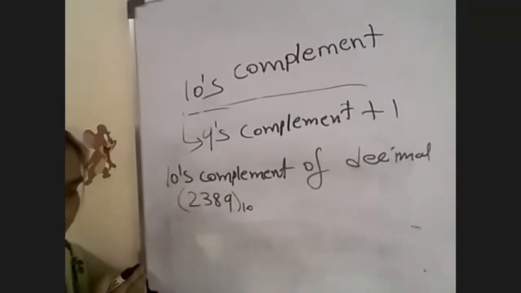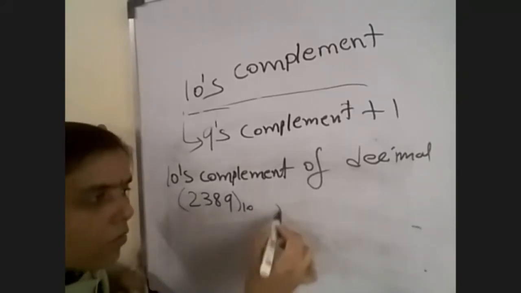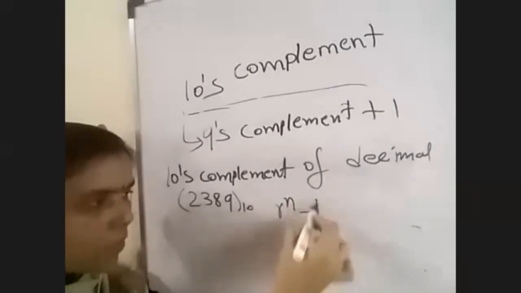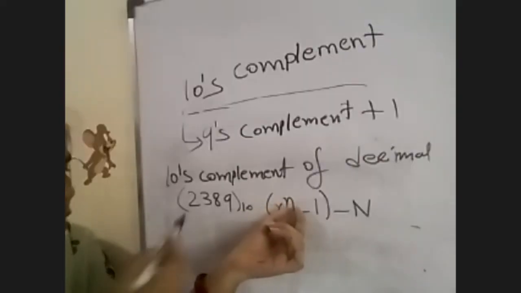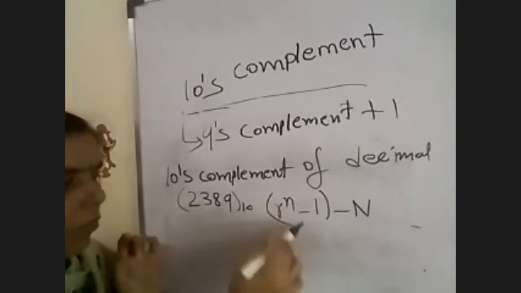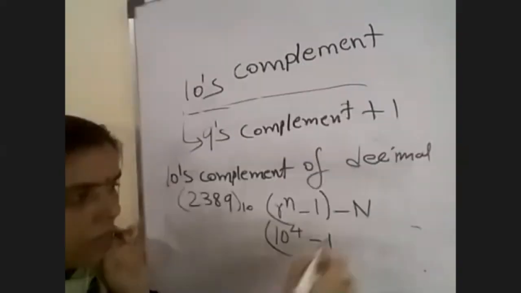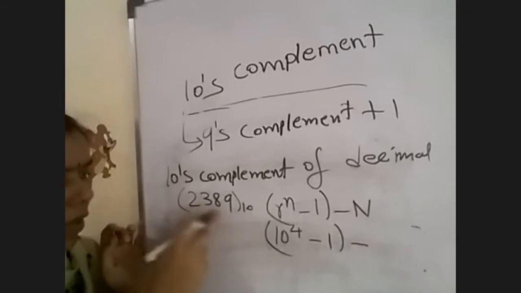How can you find the nines complement? What is the formula for that? r to the power of n minus 1 minus N, where capital N is the given number. Here n is the number of bits. How many digits are there? 4. What is the base? 10. So 10 to the power of 4 minus 1 minus N, where N is 2389.